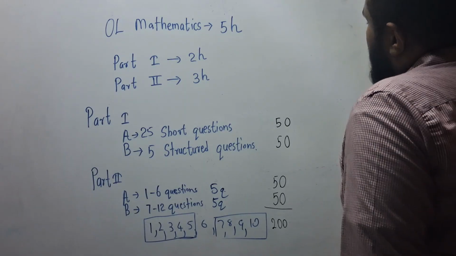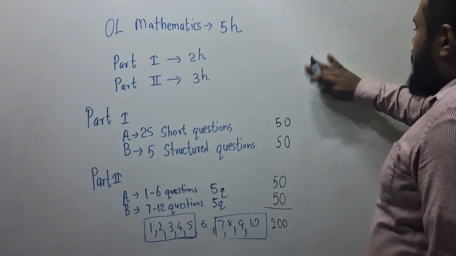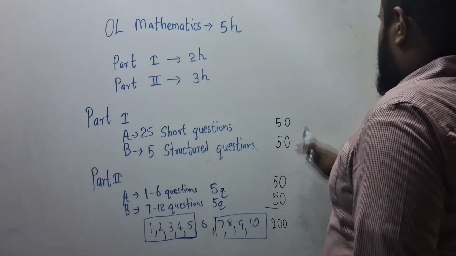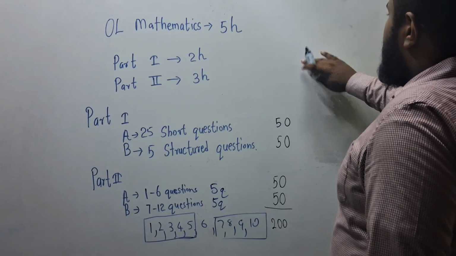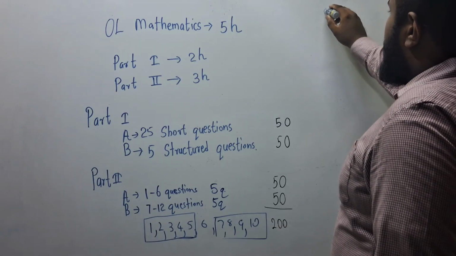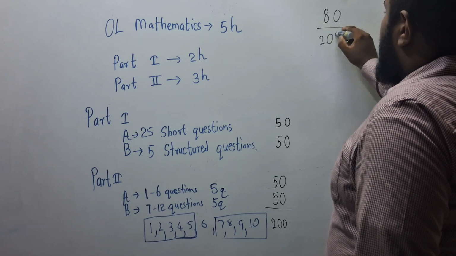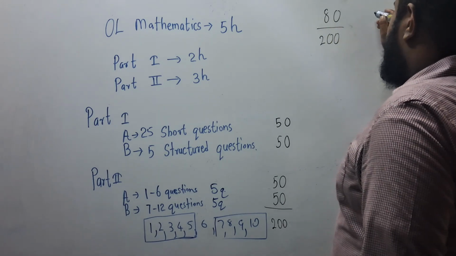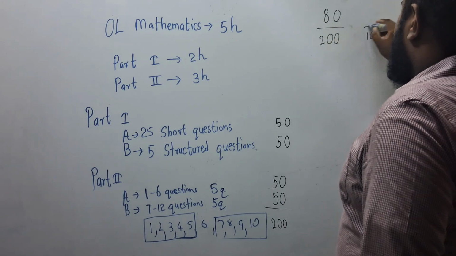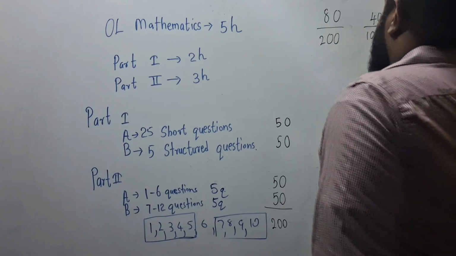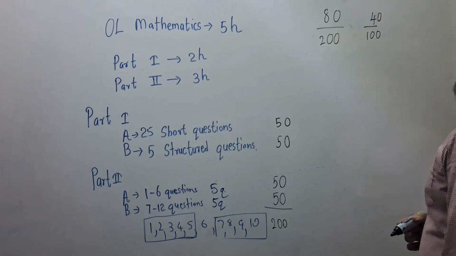But you are not getting marks out of 200, you are getting marks as a percentage. So the mark you are getting, let's think it's 80 out of 200. It's divided by 2 again: 40 out of 100. Like that you are getting the mark.